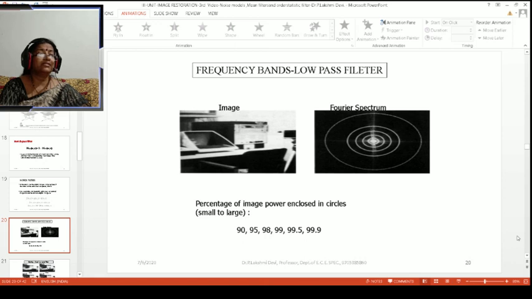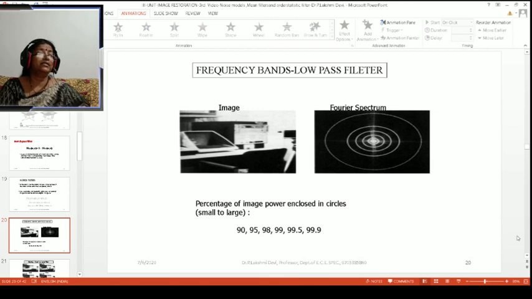The first and innermost circle, which is very small in nature, has 90% of the energy enclosed in that small circle. The power enclosed in the small circle is 90%. Totally there are 6 concentric circles. The second circle has 95% of the energy, the third circle 98%, the fourth circle 99%, the fifth circle 99.5%, and the sixth circle, the outermost one, consists of 99.9% of the energy.